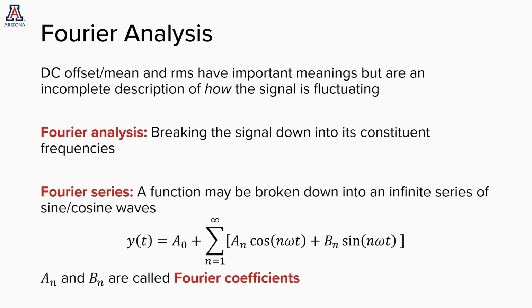Now, the Fourier series is basically a frequency representation of a function, and any function can be broken down into a Fourier series, which is a DC offset combined with an infinite series of sine and cosine waves. And the coefficients a_n and b_n are called Fourier coefficients. The task now is, how do we determine what the values of a_n and b_n are? That's not entirely clear just from looking at this definition of a Fourier series, so that's going to be the topic of the remainder of this video.